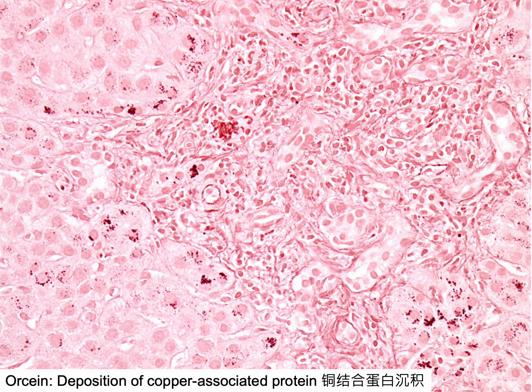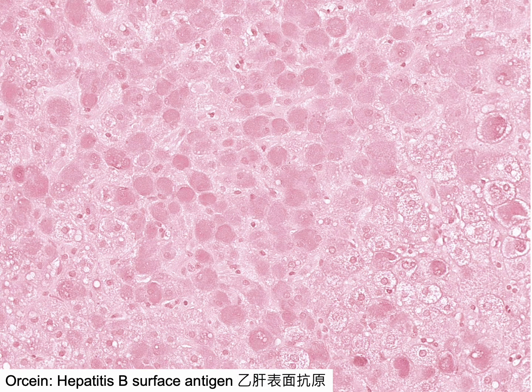This orcein stain shows prominent deposition of copper-associated protein in periportal hepatocytes. Numerous hepatitis B surface antigen-containing hepatocytes are highlighted in this orcein stain. Certainly, these cytoplasmic inclusions can also be demonstrated by immunohistochemistry.